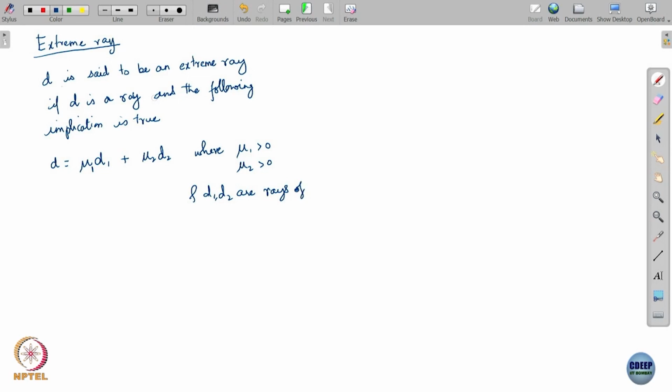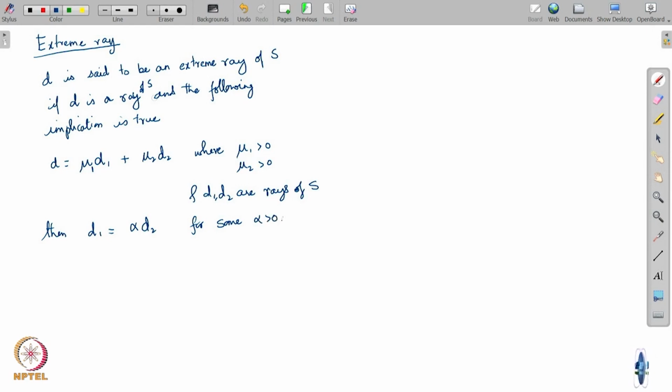D is said to be an extreme ray of the set S if D is a ray of S, and the following implication is true. If you can write D as mu 1 D1 plus mu 2 D2, where mu 1 is positive, mu 2 is positive, and D1, D2 are rays of S, then it has to be what? What should be true? Then D1 should be equal to some alpha D2 for some alpha positive.